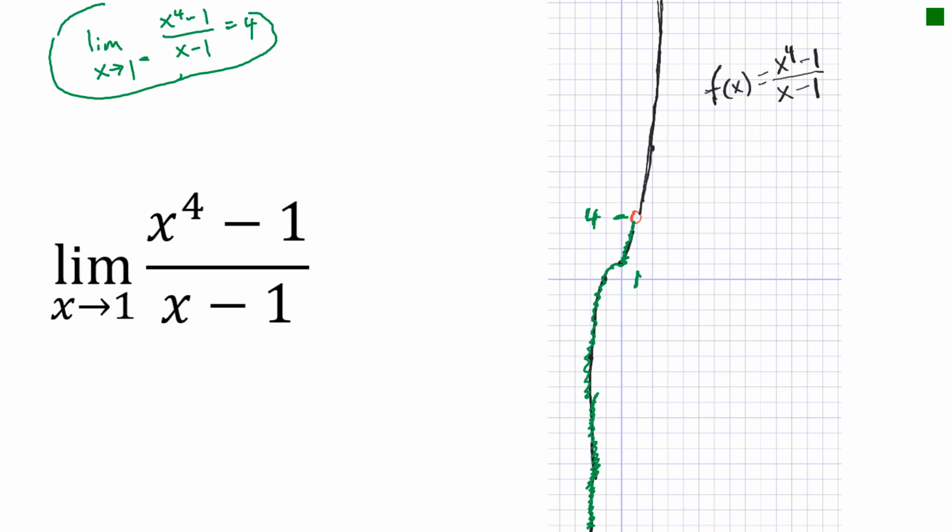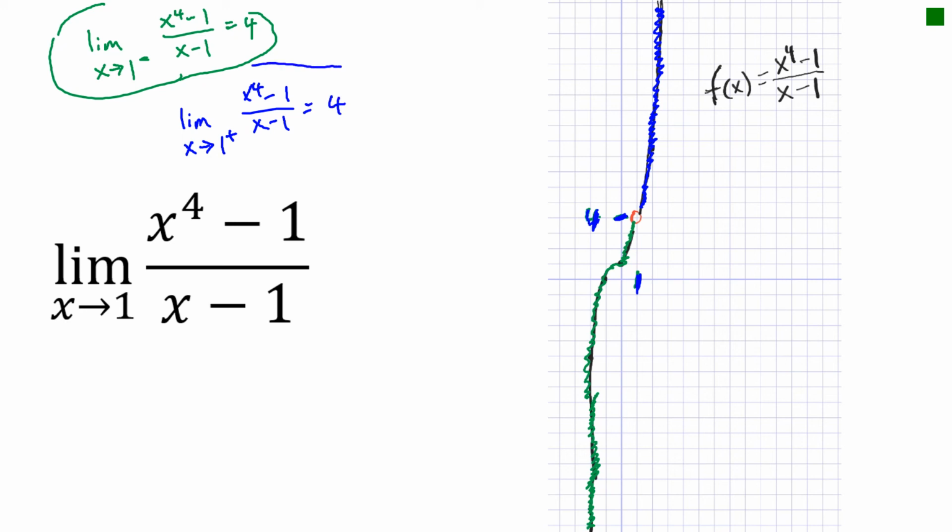So let's talk about the right-handed limit. So if we approached from the right-hand side, as we got closer and closer to our stopping value, again, it looks like we're getting closer to 4, but from the other direction. So we would say that the limit as x approaches 1 from the right of our function is also 4.